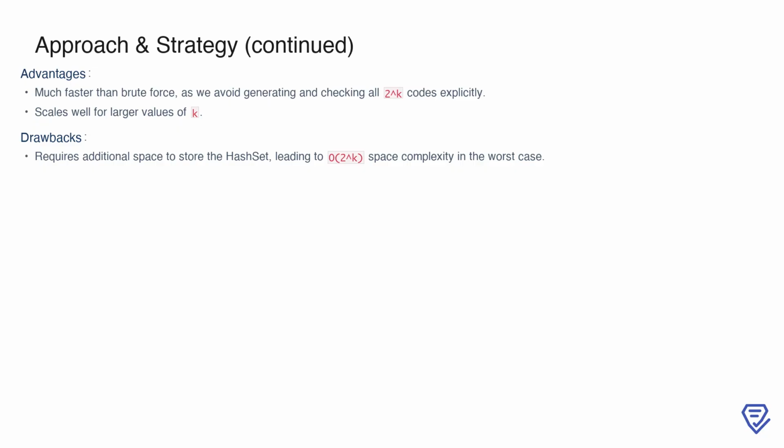However, there is a trade-off. The sliding window technique requires additional space to store the hash set, which has a worst-case space complexity of O(2 to the power of k). While this is acceptable for smaller values of k, it could become a limiting factor if k is very large. Despite this drawback, the method balances time and space efficiency well for most practical scenarios, making it a significant improvement over the brute force approach.